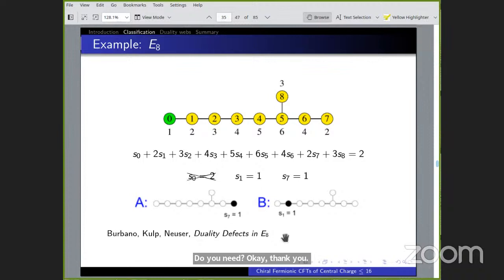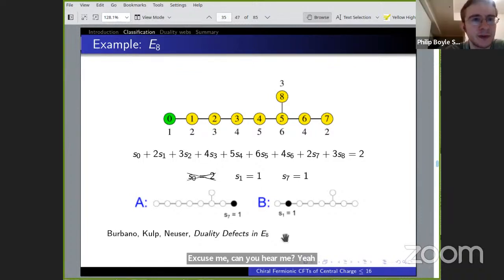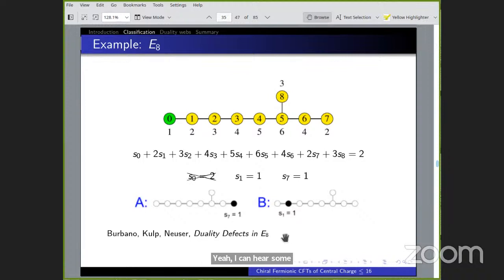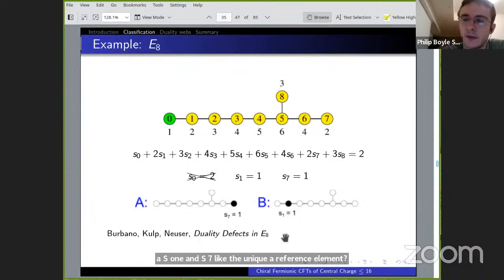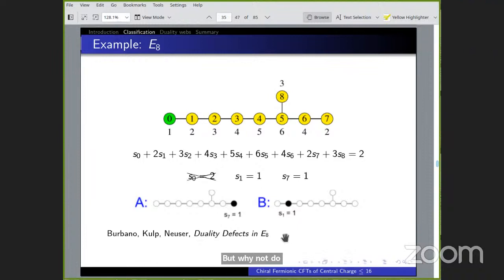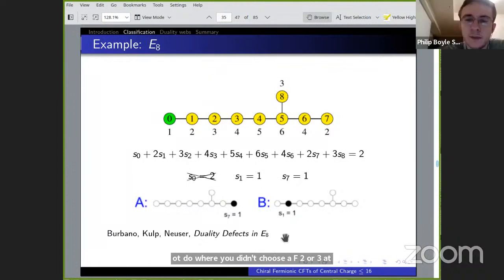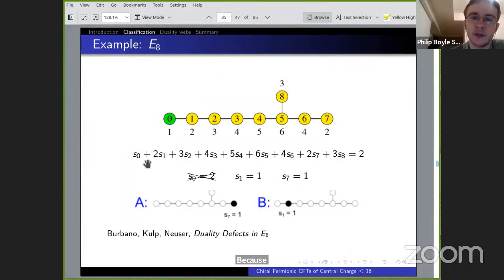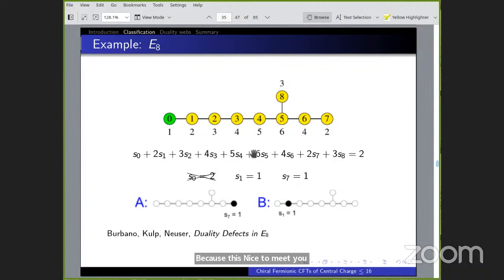Excuse me, can you hear me? Yeah, I can hear some. Yes, continue with the same diagram. I would like to ask you, why you just chose s_1 and s_7 as the unique reference elements? Why I chose those? But why didn't you choose s_2 or 3 or 4 or the rest of them? Because there are no solutions to this equation with those non-zero. Okay. Thank you.